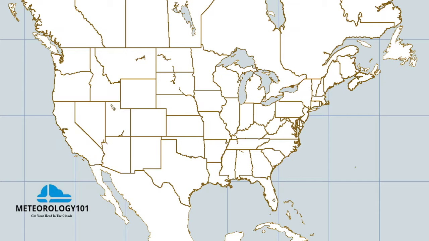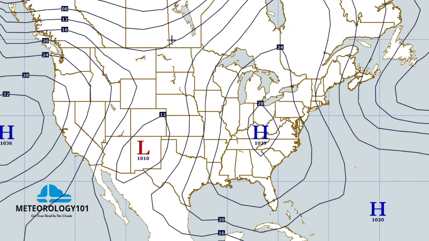Let's start with the surface chart. I'm going to build these from scratch. Downloaded the latest data, and we're going to throw some isobars on here, the lines of equal pressure. This is going to identify pressure systems.